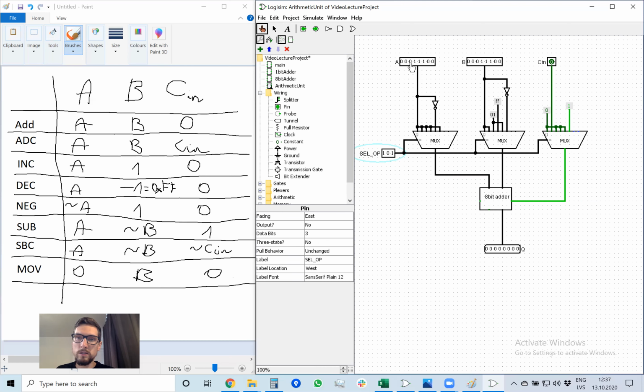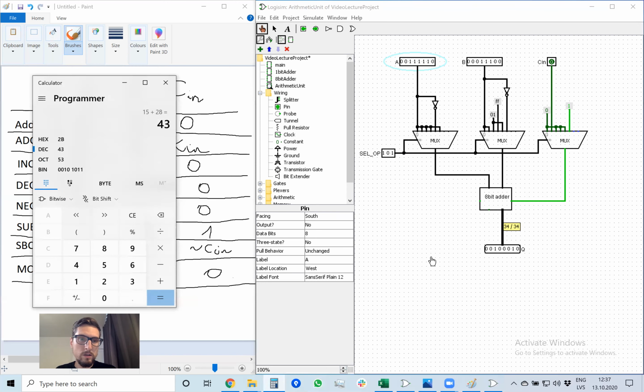Okay, let's say we want to subtract, for example, 62 minus 28, and the result is 34. 62 minus 28 is 34. So this thing is calculating it correctly. And we're using the same 8-bit adder for all of these functions. The next part is subtract with carry.